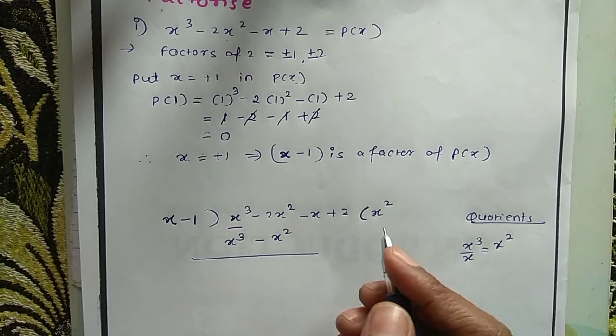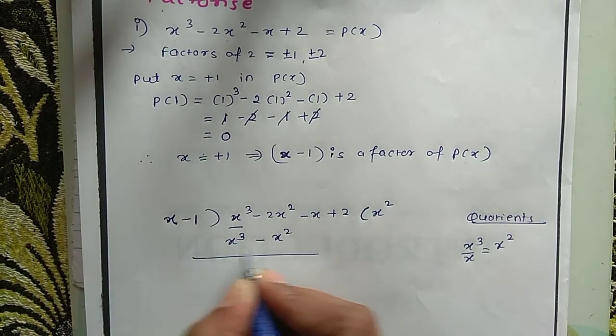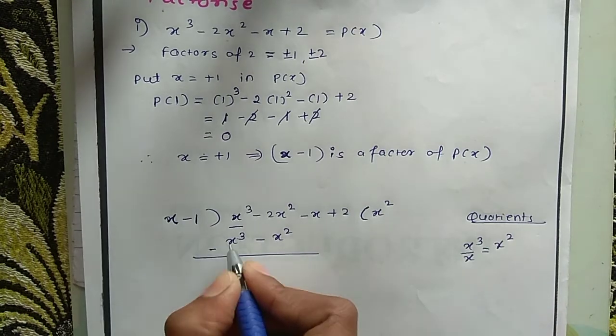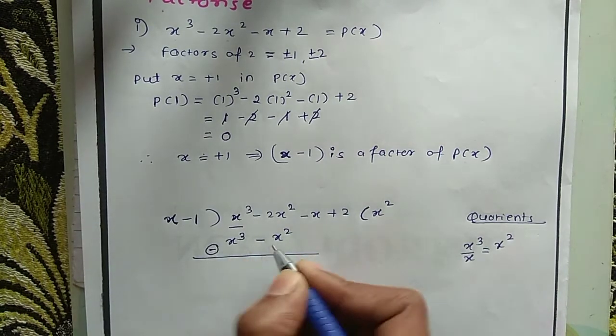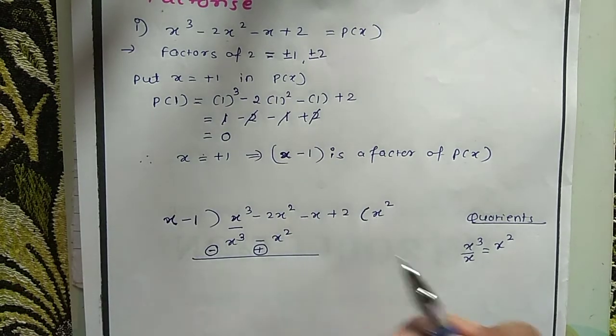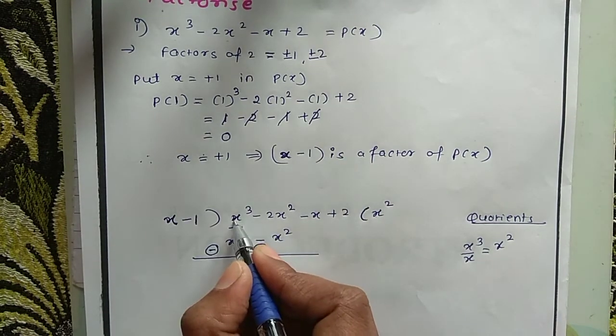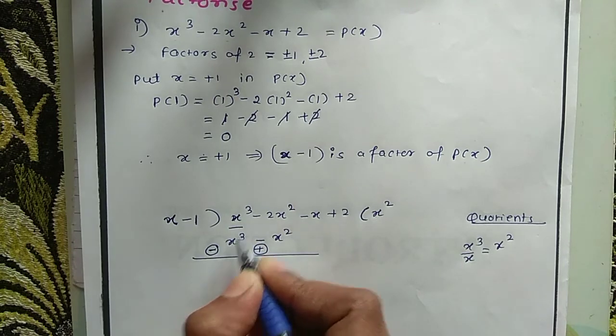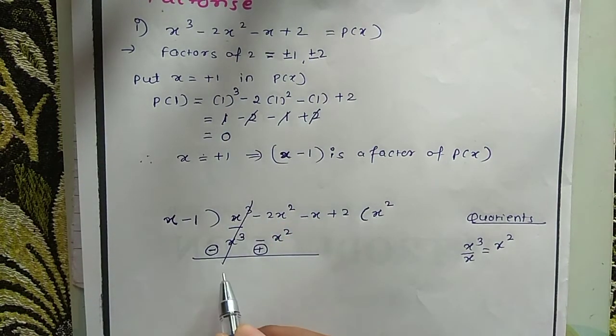But while subtracting, just change the sign of the second row. So here plus x cube will be minus x cube. Minus x square will be plus x square. And these terms we have not done anything with. So plus x cube minus x cube will be 0. No need to write 0.